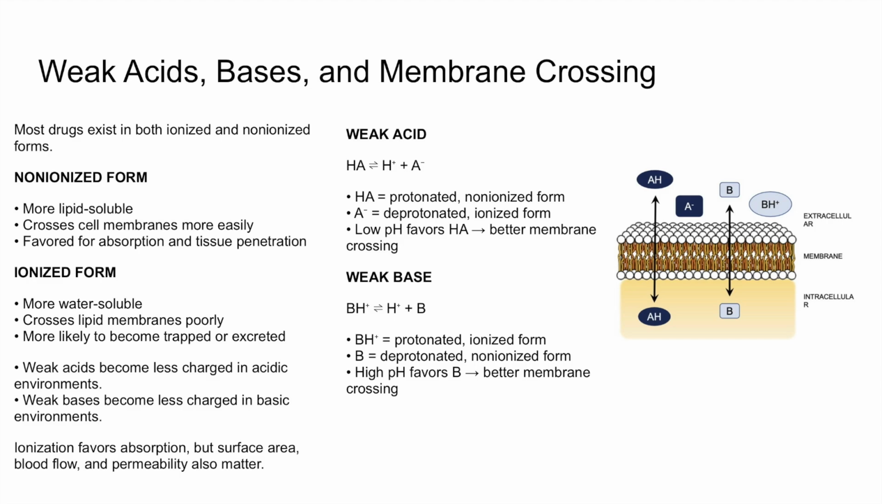A weak base exists as a protonated BH+, which is ionized, or unprotonated B, which is non-ionized. A basic environment favors B and therefore improves passive membrane crossing. The high-yield rule is that weak acids become less ionized in acidic environments, while weak bases become less ionized in basic environments. Non-ionization favors passive diffusion, although surface area, blood flow, and permeability remain important.